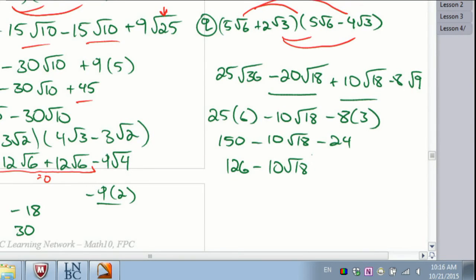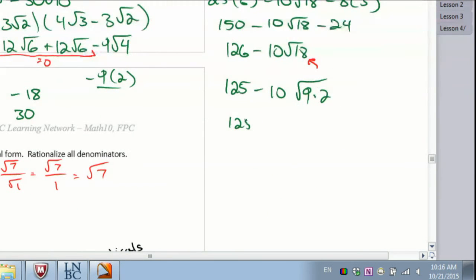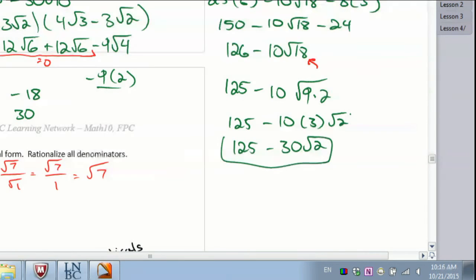Hopefully you make it that far. The last step here is this. This 18 has a perfect square, so we can break it down further. That's why this is cruel. We can break the 18 into 9 and 2. So we get 126 minus 10 times 3 root 2. 126 minus 30 root 2.